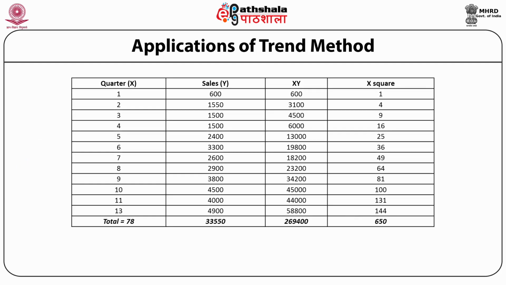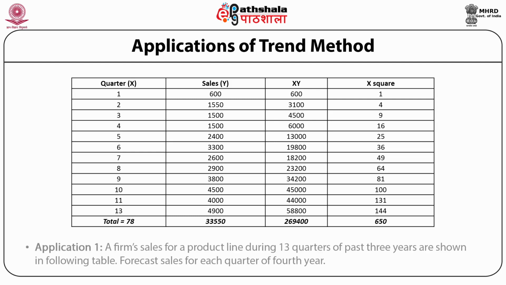The following data, as shown in the table, will be used to illustrate both the applications of the trend method. The following data indicates a firm's sales for a product line during 13 quarters of the past 3 years. We need to forecast sales for each quarter of the fourth year. For instance, the table indicates that quarter 1 sales is 600 units, quarter 2 sales is 1550 units, and so on and so forth. It is important to mention here that the quarter or the time period is the independent variable x, whereas sales is the dependent variable y.